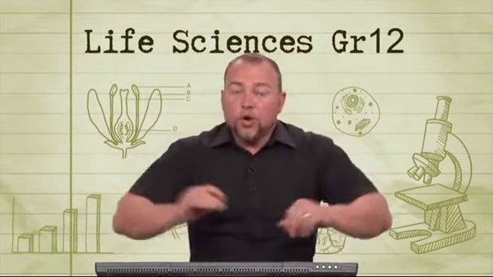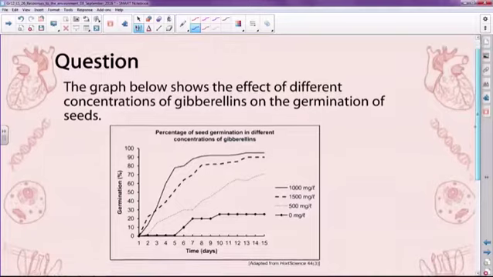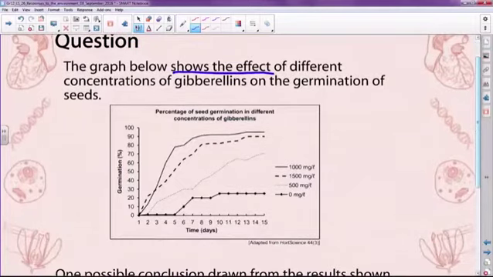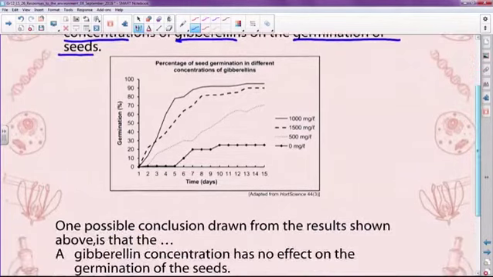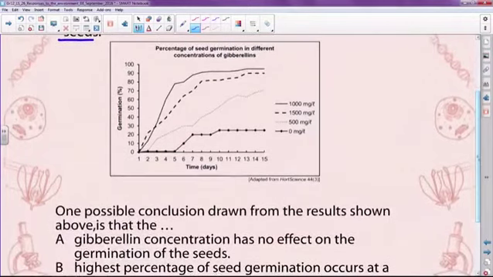To me, it's the first time that there's a lot less to know about plants than animals. It's cool, huh? Now, here we go. We're going to start off with a couple of questions because I know we always do questions and we need to know these things. The graph below shows the effects of different concentrations of gibberellins on the germination of seeds. So let's have a look at what we have here.